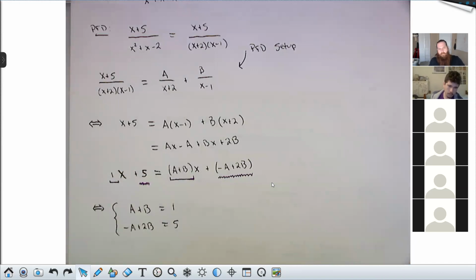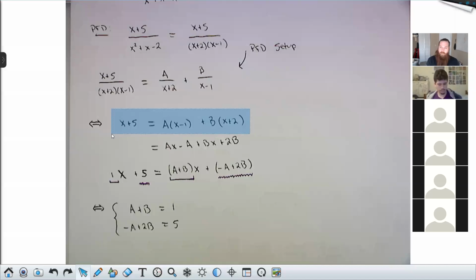I'll pause here for a minute. In the future, I'll give you a shortcut. There's a shortcut we can implement at this stage that would work to find a and b quite quickly here, but it doesn't always work. So it's important that you learn this method first. Questions on how we got to that linear system?